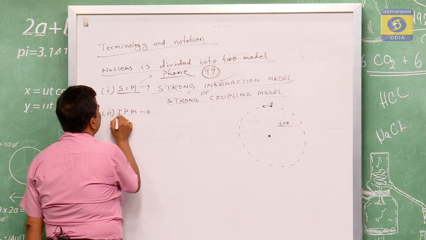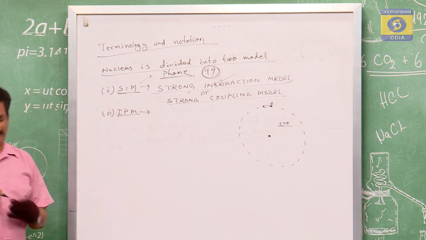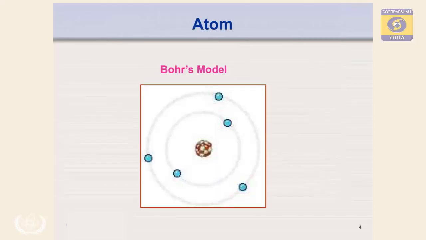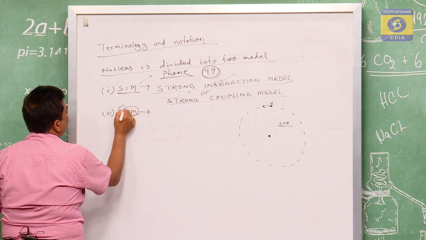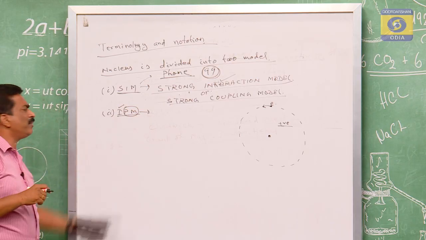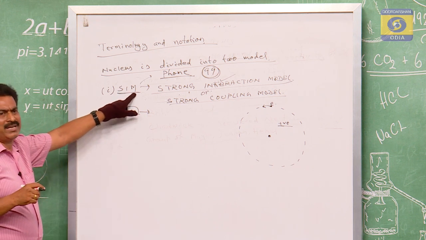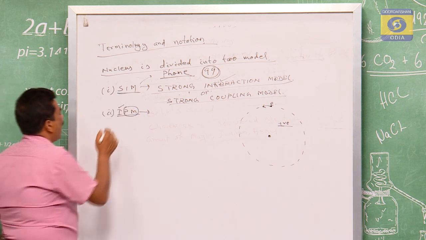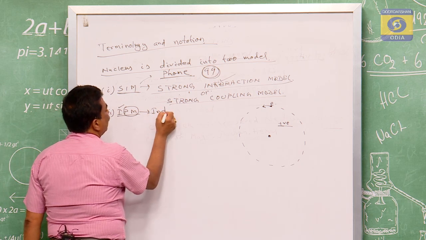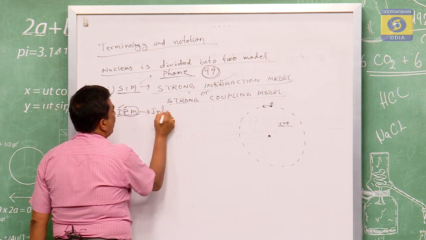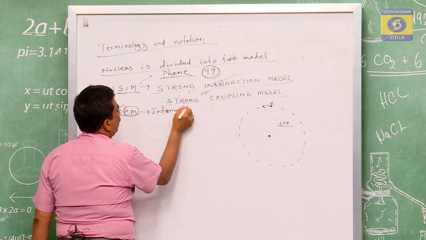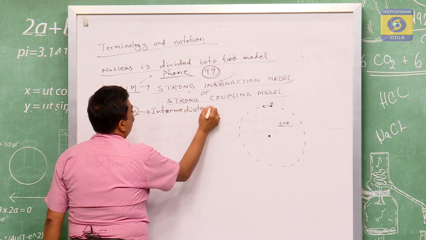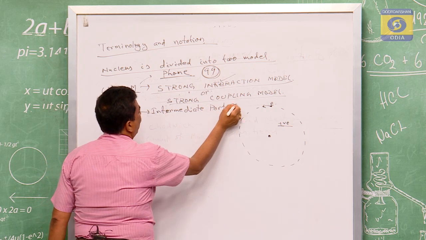And the second one is the IPM. If you go to the IPM, you can remember it this way: I is the PM. I means myself, PM means prime minister. In this way you can remember IPM, just as I said for the SIM. So, IPM means the independent particle model.